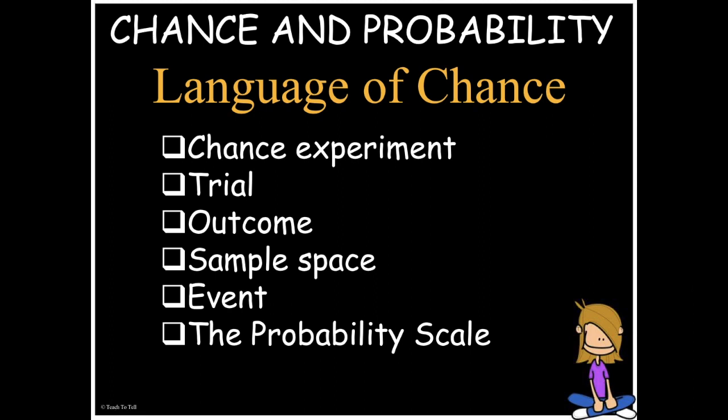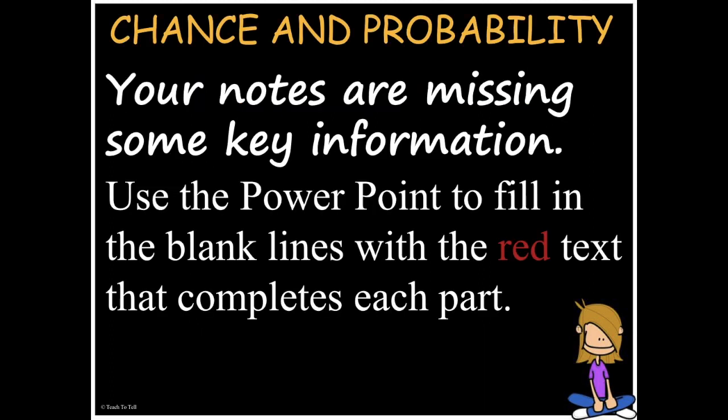All right, today we are starting off probability, and the first thing that we need to do is to really look and understand what the words and language of probability are. So we're going to look at the following words, and as you go through, you'll notice that some of your notes are missing words. So whenever you see something in red, that's what you need to write down.